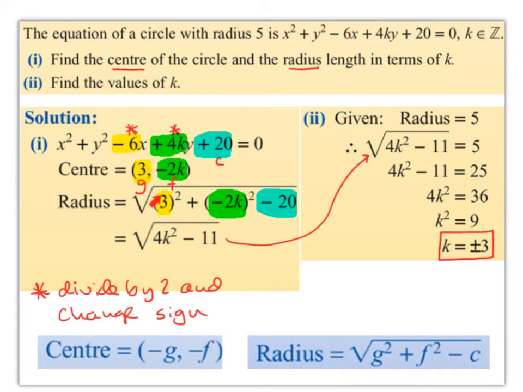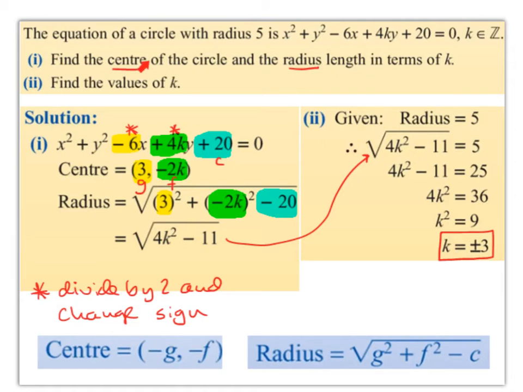3 squared is 9, and 9 minus 20 is minus 11. And minus 2k multiplied by minus 2k is positive 4k squared. So the radius is the square root of 4k squared minus 11. So the centre is 3, minus 2k, and the radius length is the square root of 4k squared minus 11. And these are in terms of k, that means k is in them.